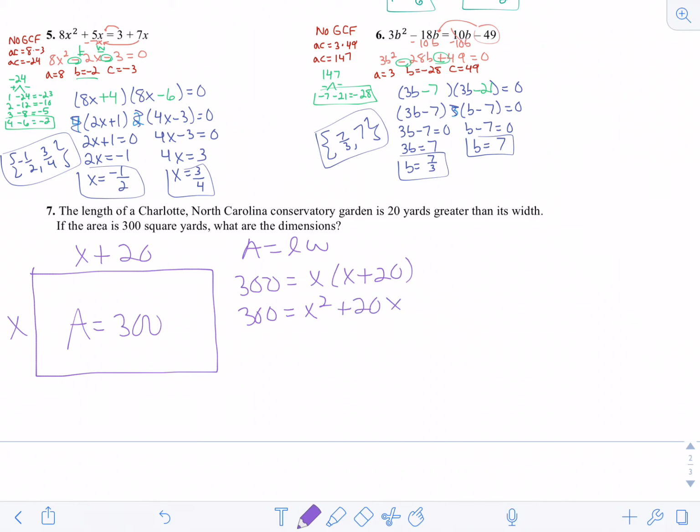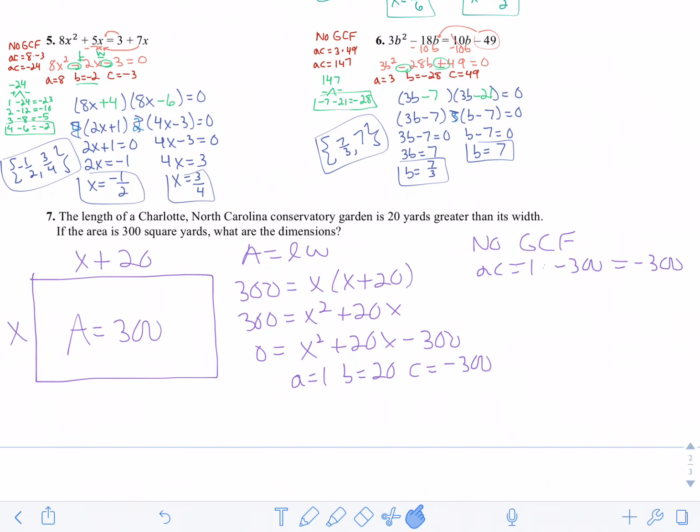And I want to set that equal to 0. So 0 is equal to x squared plus 20x, and when I move that 300 over, it becomes a negative. So a is equal to 1, b is equal to 20, c is equal to negative 300. For my AC method, first of all, there's no GCF. AC will be 1 times negative 300, which is just negative 300.